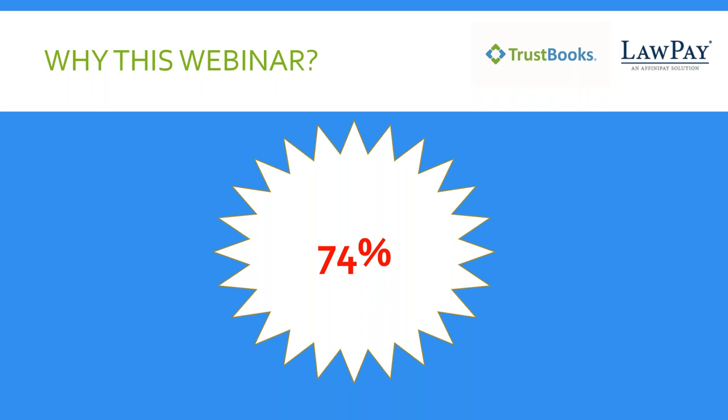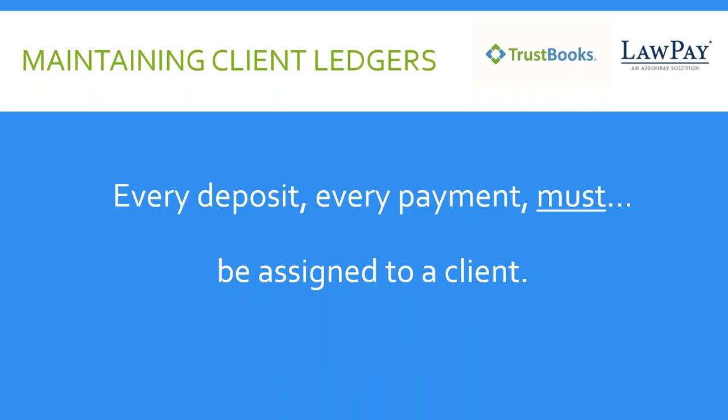So I've got up here on the screen 74%. I talked about number one way to get disbarred is mismanage the trust account. Let's back it up with some stats. 74% of all disbarments in North Carolina during 2015 were related to mismanagement of the trust account. 74%, big number. That improved slightly in 2016. It was only 50%. So one out of two disbarments were related to mismanagement of the trust account. And that's why this is an important topic, and that's why we're here today, to help you overcome what are some common areas that could lead to potential disbarment.